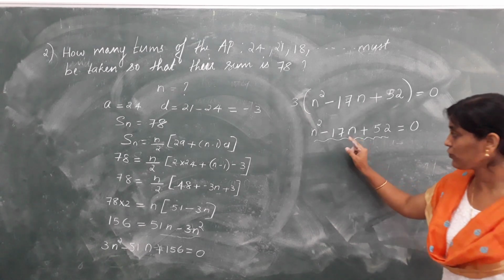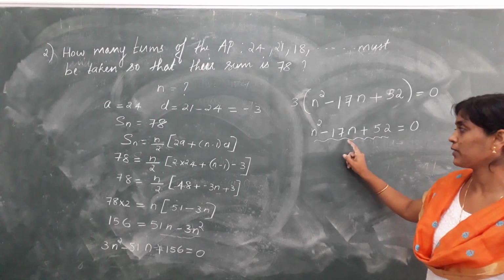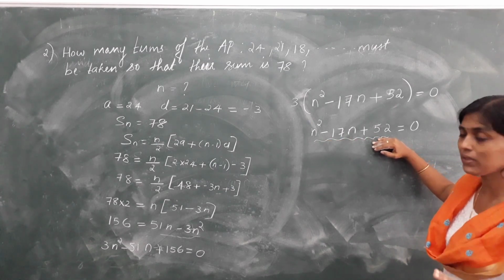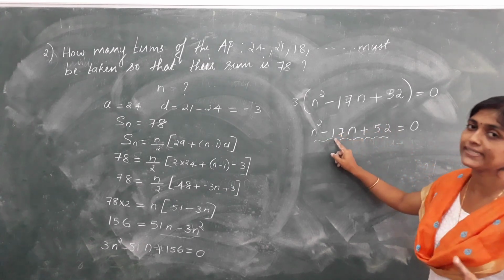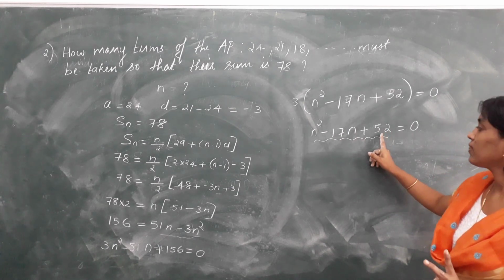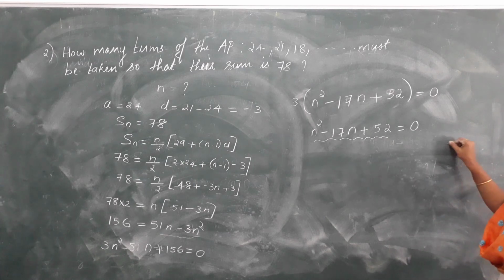So to get the value of n, we have studied in the chapter on polynomials. To solve this, we will take two numbers whose sum is equal to minus 17 and product is equal to 52. Here the numbers are minus 13 and minus 14.